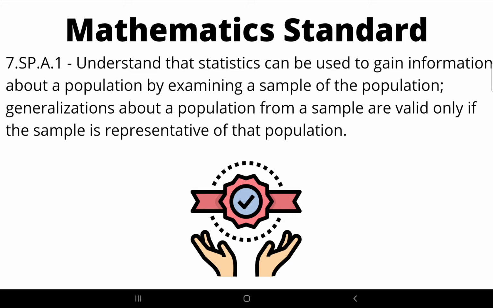7.SP.A.1. Understand that statistics can be used to gain information about a population by examining a sample of the population. Generalizations about a population from a sample are valid only if the sample is representative of that population.